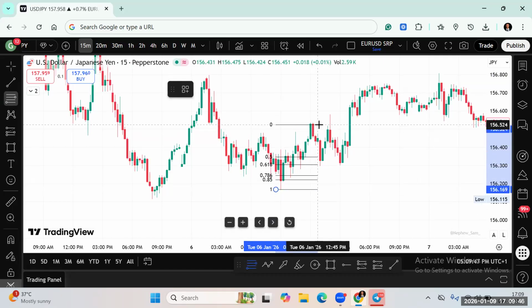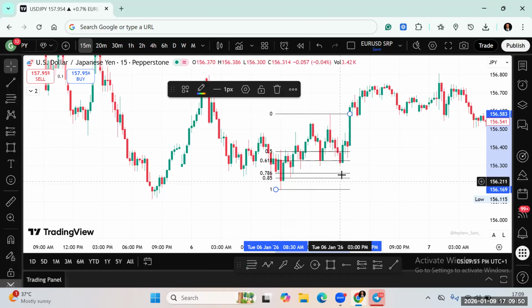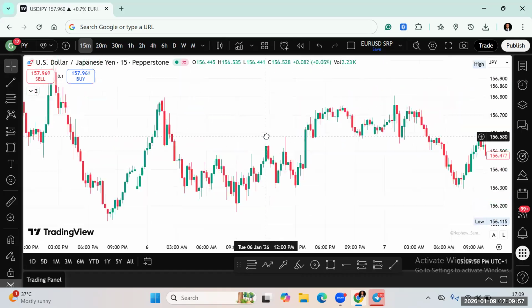It broke above all this resistance. So, and this is the high of the range. It came to 0.6 again, gave another entry here. This is for people who want to stack. It came here, gave another entry. And since then it's been buying.